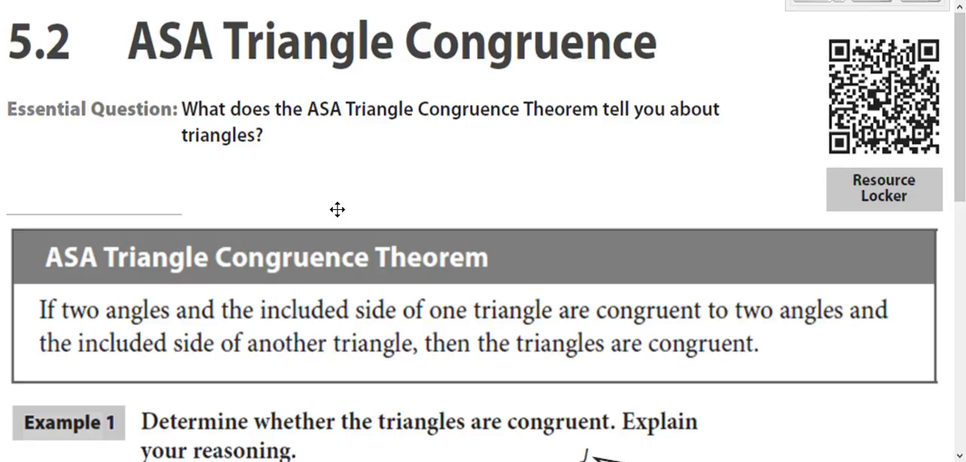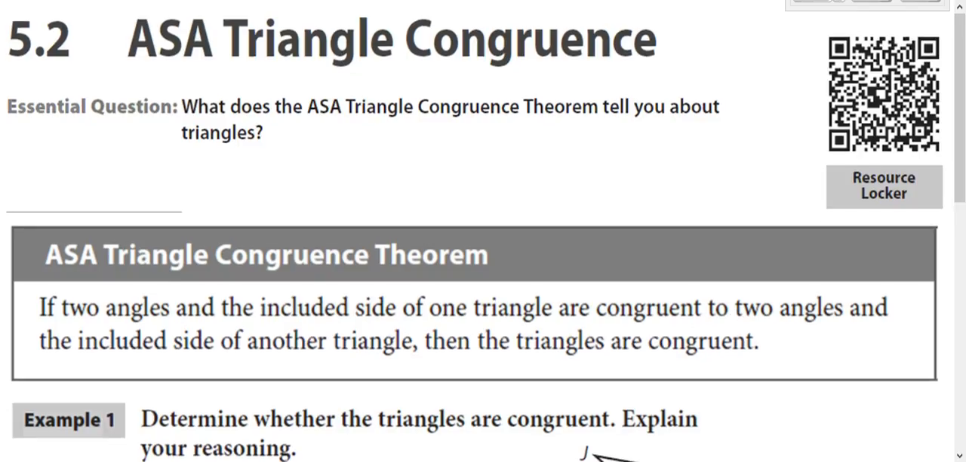So there are some theorems that can shorten up the amount of information that you need to prove triangles are congruent. First one we're going to look at is the ASA, which stands for angle, side, angle. And it states that if two angles and the included side of one triangle are congruent to two angles and the included side of the other triangle, then the triangles are congruent. So we don't need all three sides and all three angles. We just need two angles and the side in between.